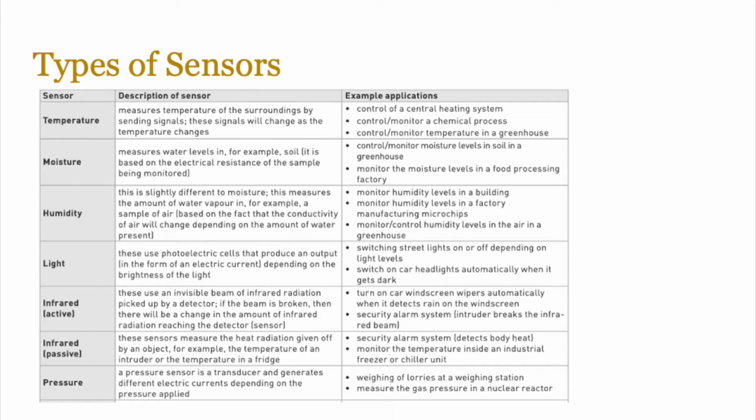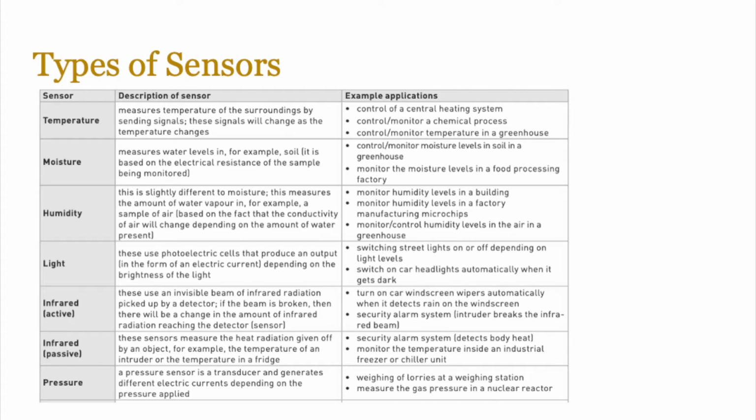An active infrared sensor uses an invisible beam of infrared radiation, which is picked up by a detector. So if this beam is broken, then there will be a change in the amount of radiation reaching the sensor or the detector. This is used to turn on car windscreen wipers automatically when it detects rain on the windscreen. Security alarm systems, for example, when an intruder breaks a beam, that's also possible.